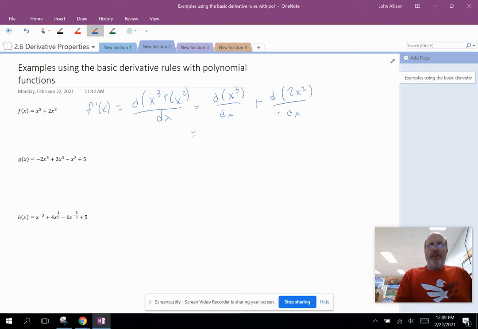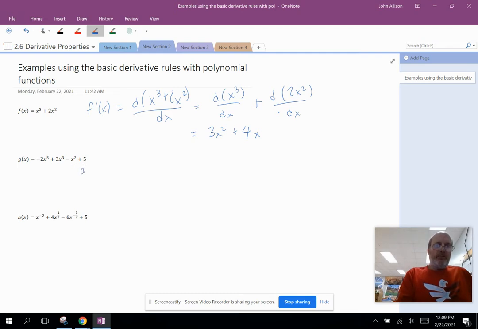And so the derivative of x cubed is 3x squared, and the derivative of 2x squared is 4 times x. Remember, we multiply its coefficient by the power, and then we reduce the power by 1. So we multiplied what was outside the x cubed by 3, then reduce the power by 1 to get 3x squared. We multiplied on the outside by 2, the power, and then reduce the power by 1. So we got 2 times 2 times x to the first power.